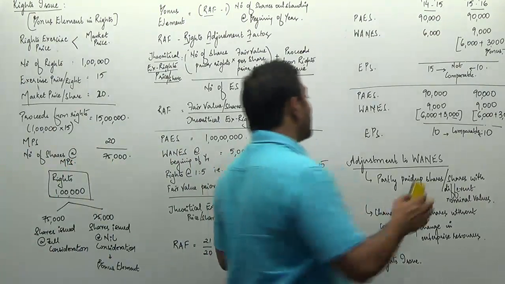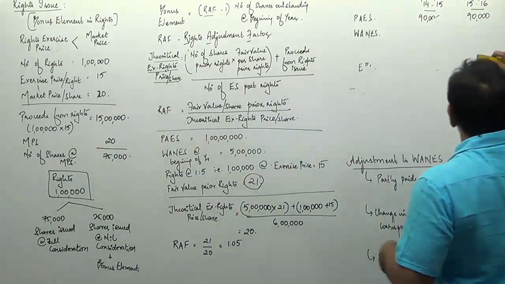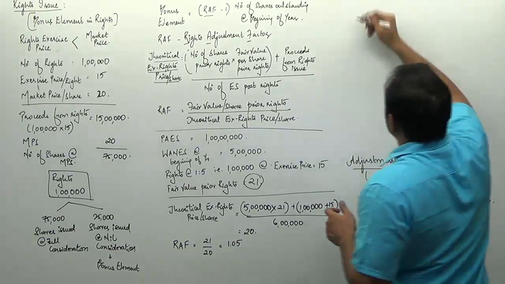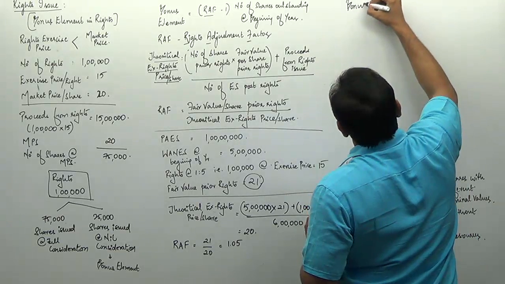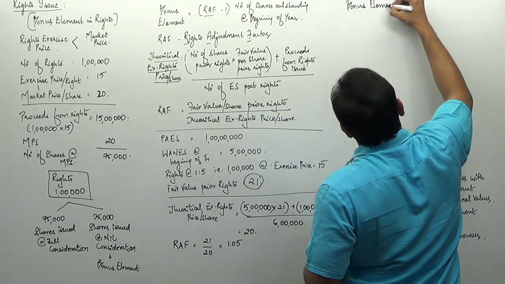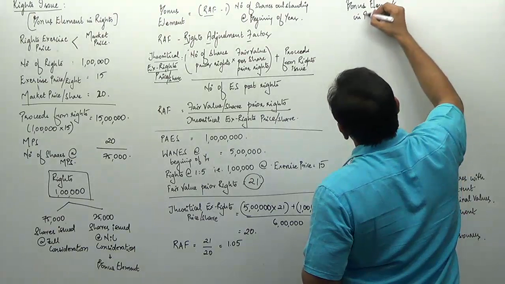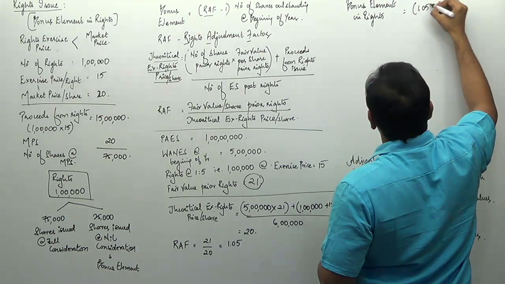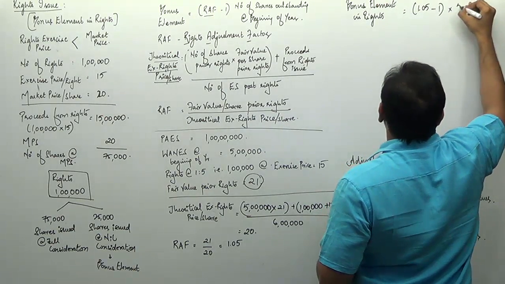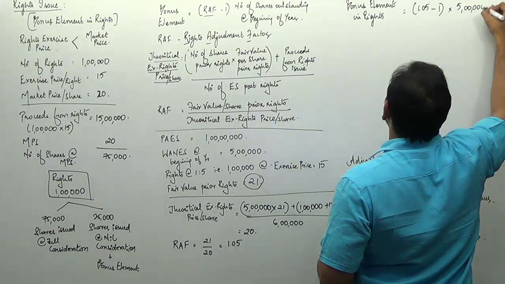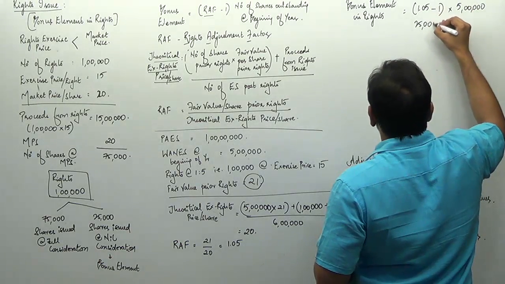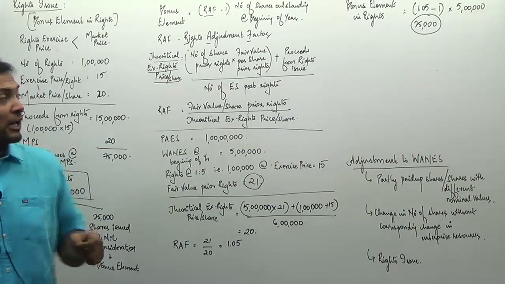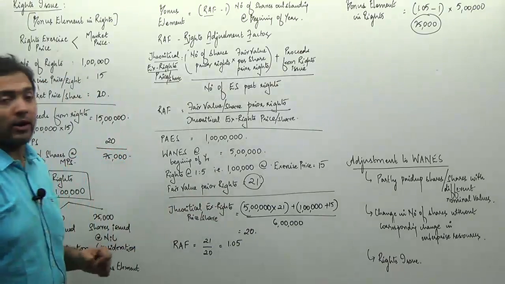Now, how do I identify the shares issued for nil consideration? What is the bonus element of the rights issue? Let's see. My bonus element in rights is equal to, we already have the formula, RAF 1.05 minus 1, into number of shares at the beginning of the period, 5 lakhs. Nothing but 25,000. I'll assume that these 25,000 shares were issued at the beginning of the earliest period reported.